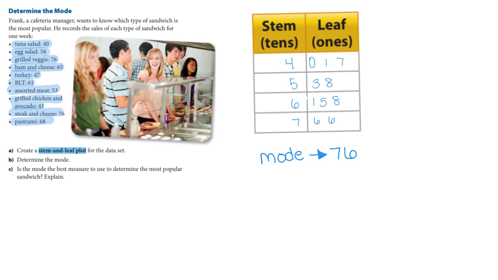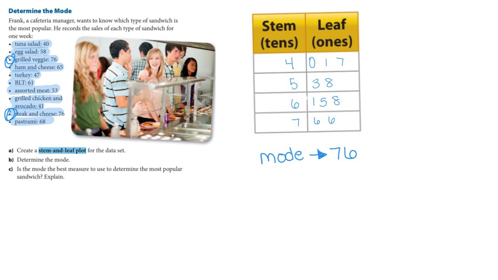So the C part asks, is the mode the best measure to determine the most popular sandwich? So in this case, the 76 is the steak and cheese and the grilled veggie. And those are the ones that are chosen the most often. They both have 76, which is the highest number. Like tuna salad's only picked 40 times, turkey's only picked 47. But these two are chosen the most often.